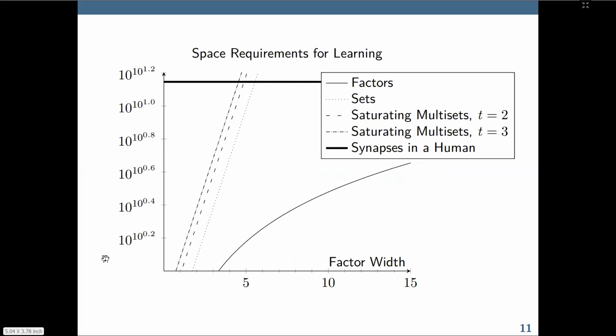In fact, the learner that uses algorithms 3 or 4, namely the learner that needs sets or saturating multi-sets, requires exponentially more space to store the grammar than a learner that only considers factors. This is noticeable if you look at, say, the learner collecting factors of size 4 or 5. Already when you're just having factors of size 4 or 5, the learner that learns via algorithm 3 requires more space to store the grammar than the average number of synapses in a human brain. So in any notion of biological plausibility, that is just out.